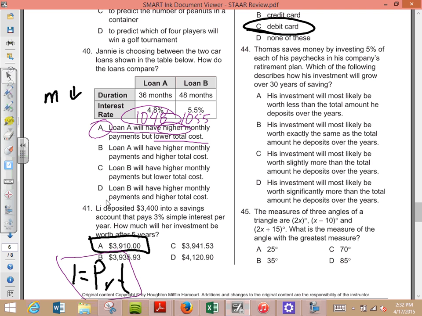Now you can read it and it'll make more sense. It says the investment will most likely be worthless. Is that true? No. It will most likely be exactly the same as the total? Nope. It will be slightly more. Is 1,500 slightly more than 1,000? I don't know about you, but when an amount goes more than double, then no, it's not slightly more. This one is significantly more than the other one. So D will be the answer.